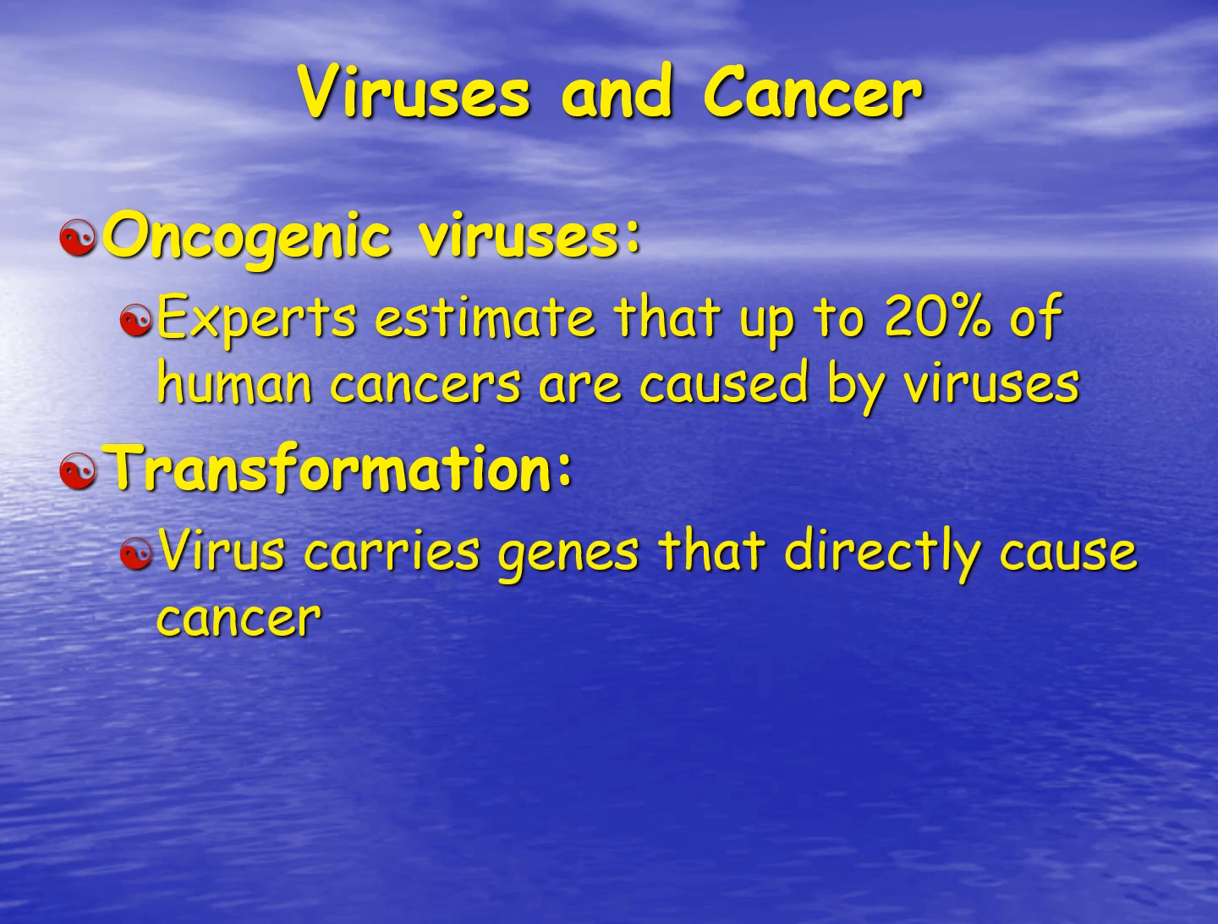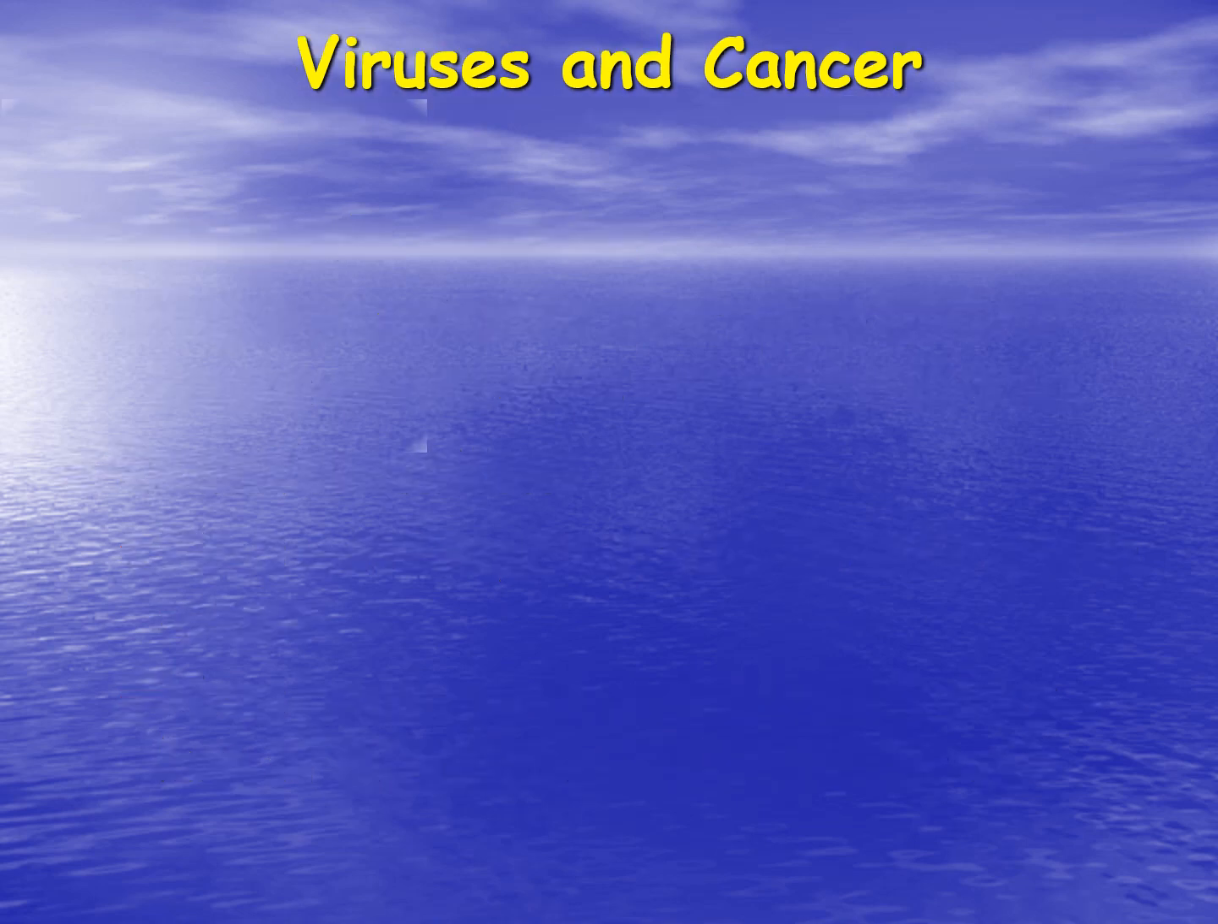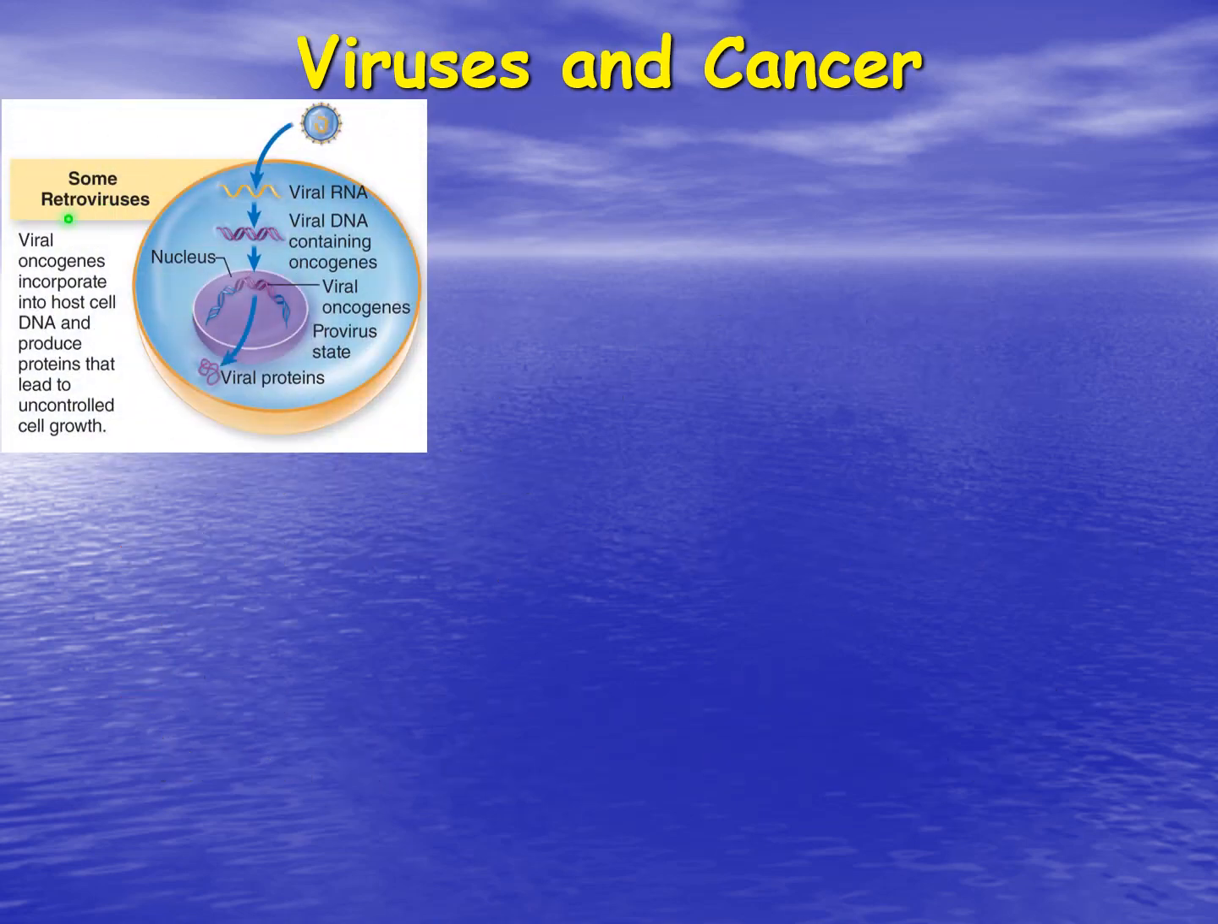So viruses can carry genes that can directly cause cancer. The virus can produce proteins that induce the loss of growth regulation in the host cell, and this can cause the host cell to transform into a cancer cell. So, for example, especially with some of the retroviruses, because the complementary DNA that is made from the viral RNA is spliced into the host's own genome, this can then become a viral oncogene in the provirus state. Now, when we're reading this viral code, we're producing viral proteins. But because it has changed the code of the host cell, this may lead to uncontrolled cellular growth and the formation of cancer.